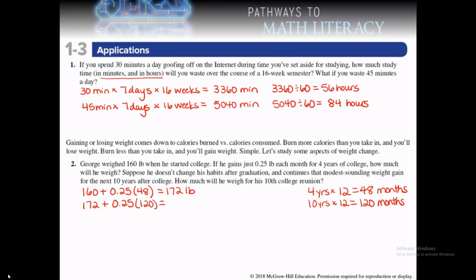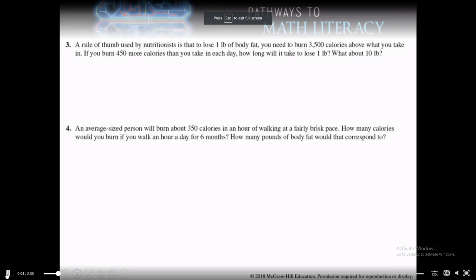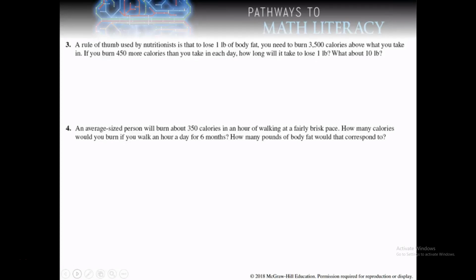In number 3, to lose a pound of body fat, you need to burn about 3,500 calories above what you take in. So if you burn 450 more calories than you take in each day, how long will it take to lose a pound? Well, we need to know, if we're trying to burn a total of 3,500, how long will it take at 450 a day? So we'll divide that by 450, and that tells us that that would take about 7.8 days.